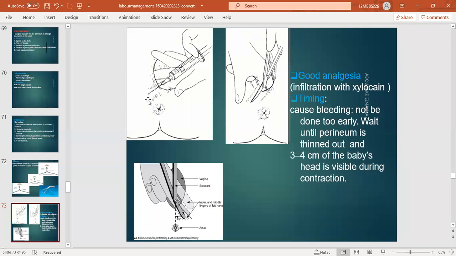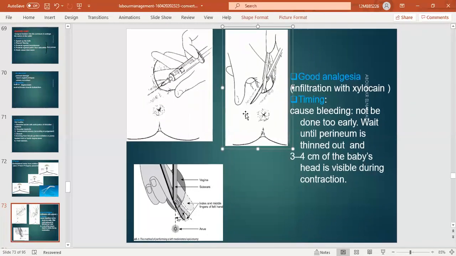But if the patient is already having an epidural, then there is no need to give it. Now this is the method of how you give the episiotomy cut. You put your finger inside the introitus to protect the fetus and then cut in the mediolateral direction.